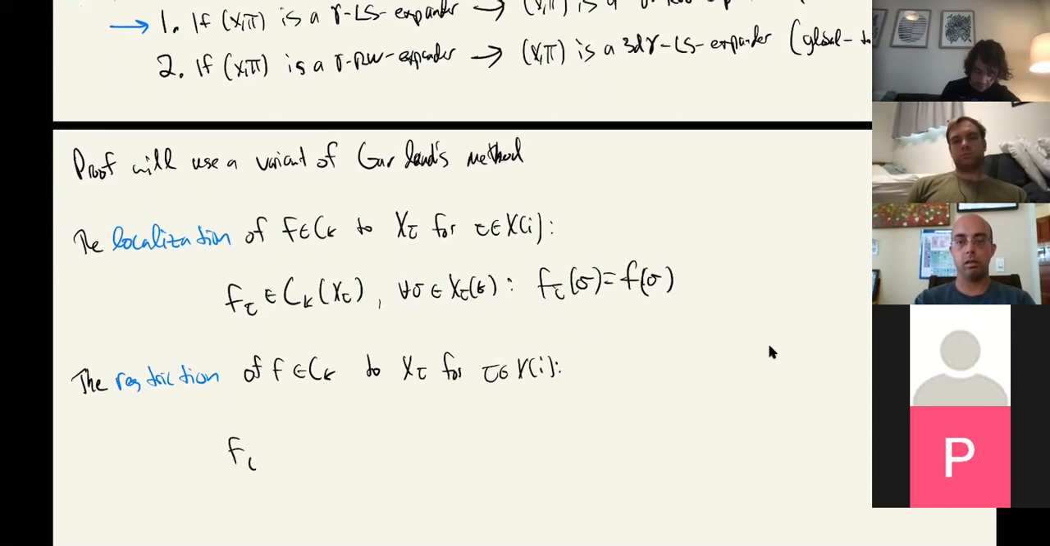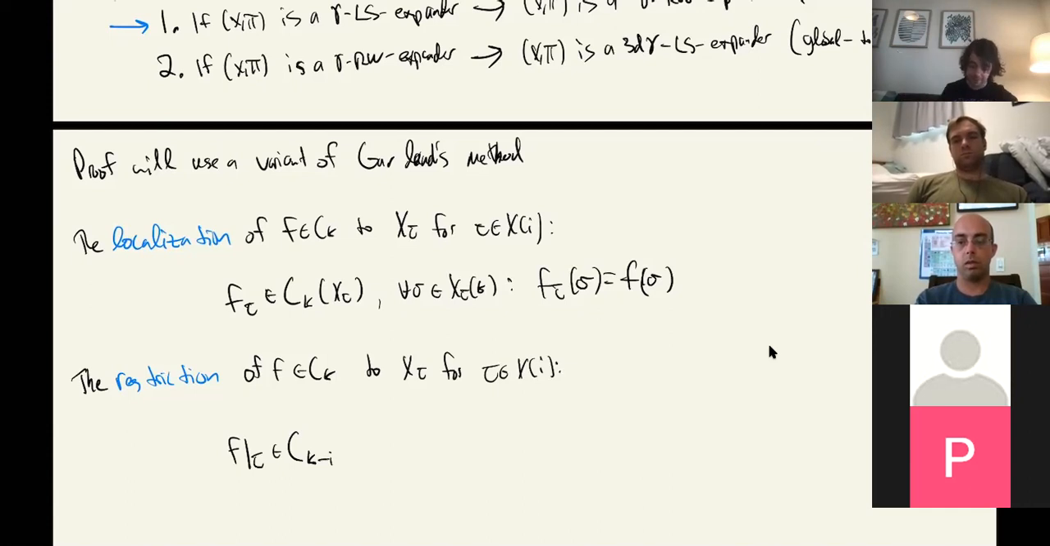So instead of being a function on the kth level of the link of tau, it'll be a function, sorry, and we'll denote this as f bar tau, just to have some difference in notation between localization and restriction, since they're different notions of breaking up functions on the complex. So f bar tau, f restricted to tau, is a function not on the kth level of X_tau, but on the (k minus i)th level of X_tau. And the reason for this is that we're going to keep tau.